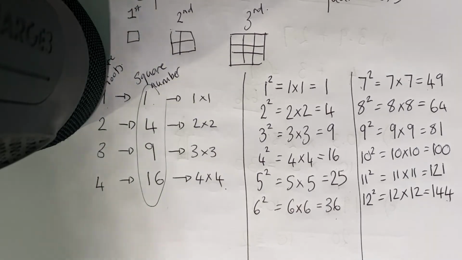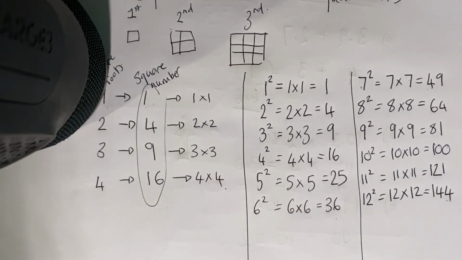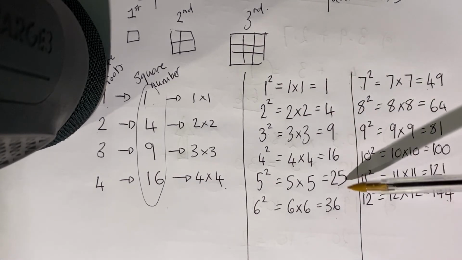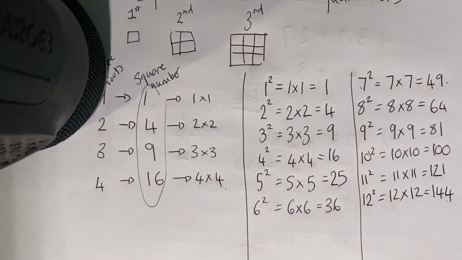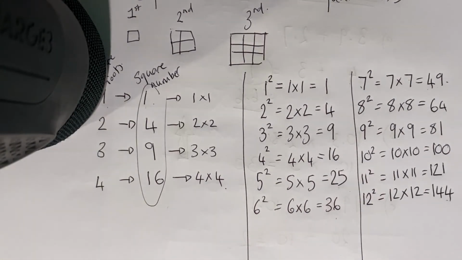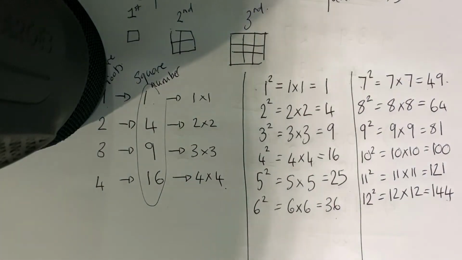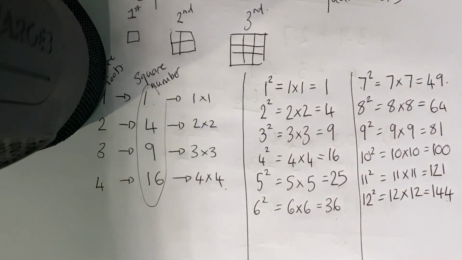How many square numbers are there under 50? We can look up the list here. We've got 1, 2, 3, 4, 5, 6, 7 square numbers under 50. Right, okay, so that's square numbers.